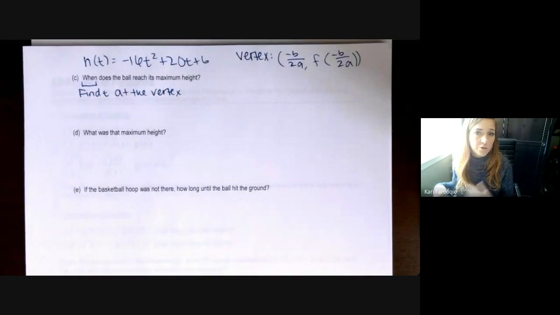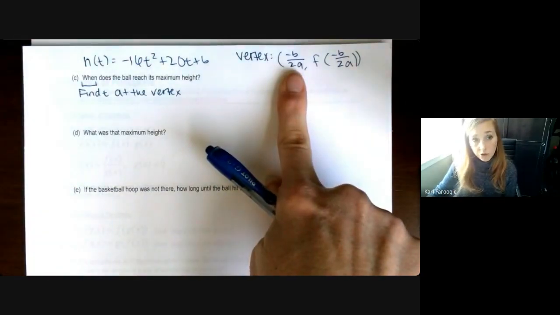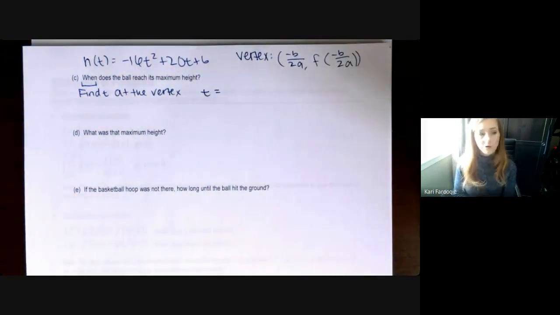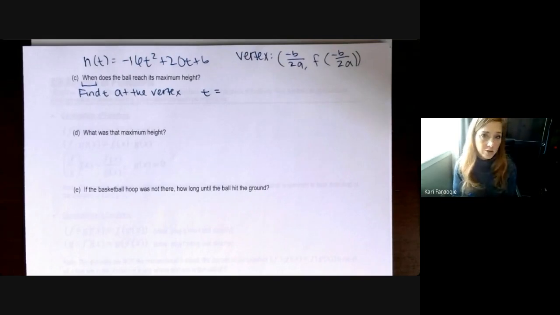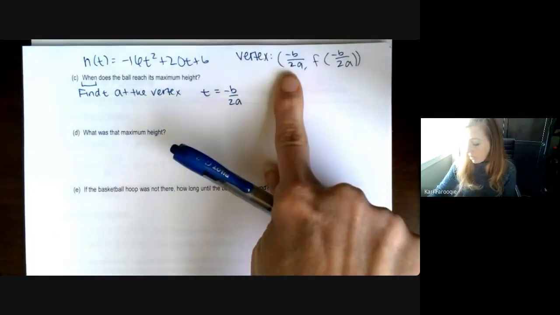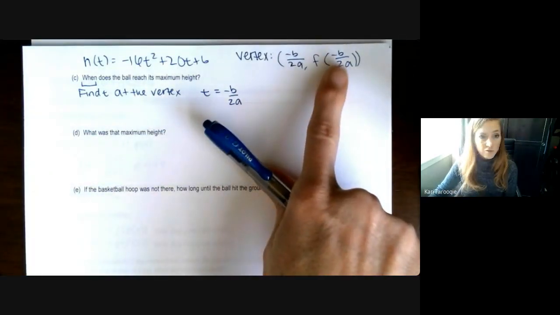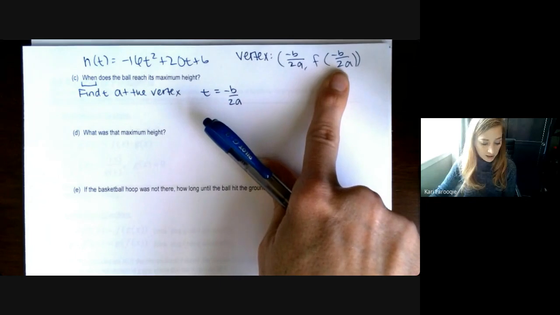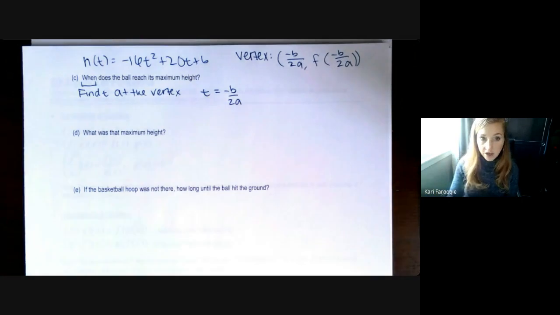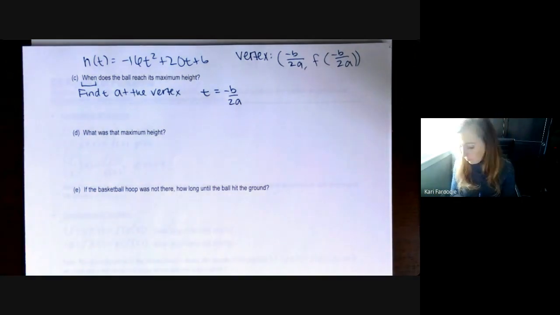T in this case represents the x-coordinate because we're letting the x-axis be represented by the variable t. So we're going to find t at the vertex, which means we need negative b over 2a. And instead of saying x equals negative b over 2a, we'll let t equal negative b over 2a, and that'll represent the time. Now, the maximum height will be represented by the y-coordinate of the vertex, but in this case, we're just going to find the time, which is represented by the x-coordinate of the vertex.